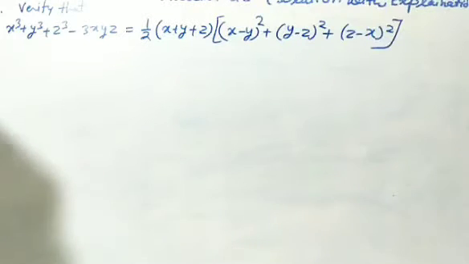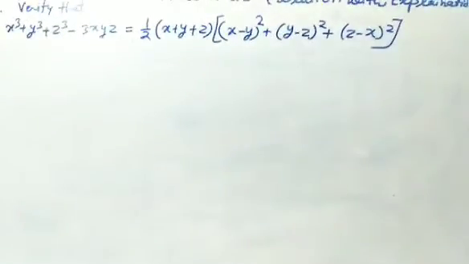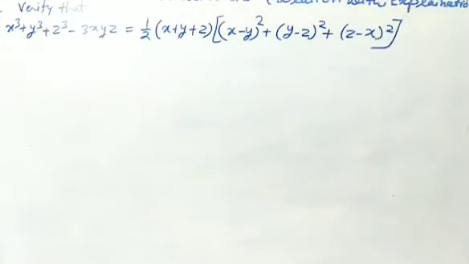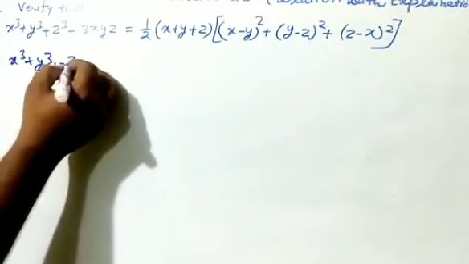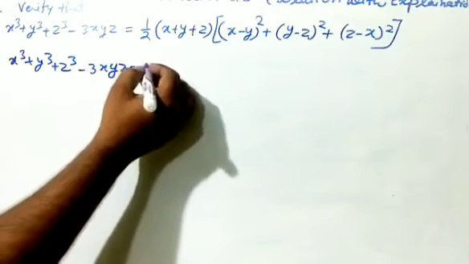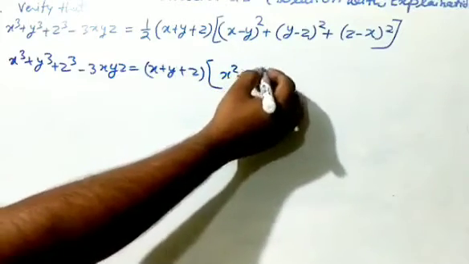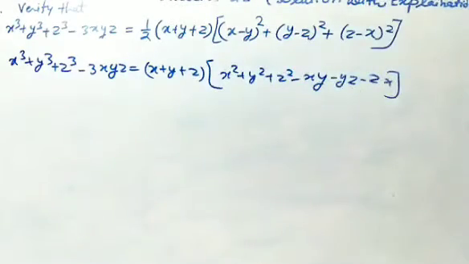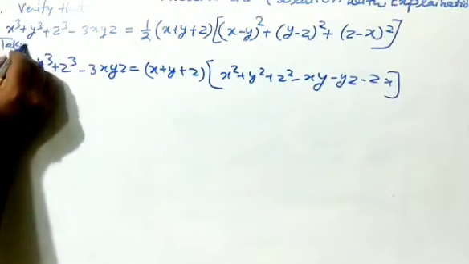First of all, I want to tell you that this is the LHS part and this is the RHS part. Left hand side part and right hand side part. So I am taking the LHS because we are familiar with the identity x cube plus y cube plus z cube minus 3xyz. So I am writing the identity: x cube plus y cube plus z cube minus 3xyz equal to x plus y plus z, bracket x square plus y square plus z square minus xy minus yz minus zx. Okay, so I am taking the LHS part.